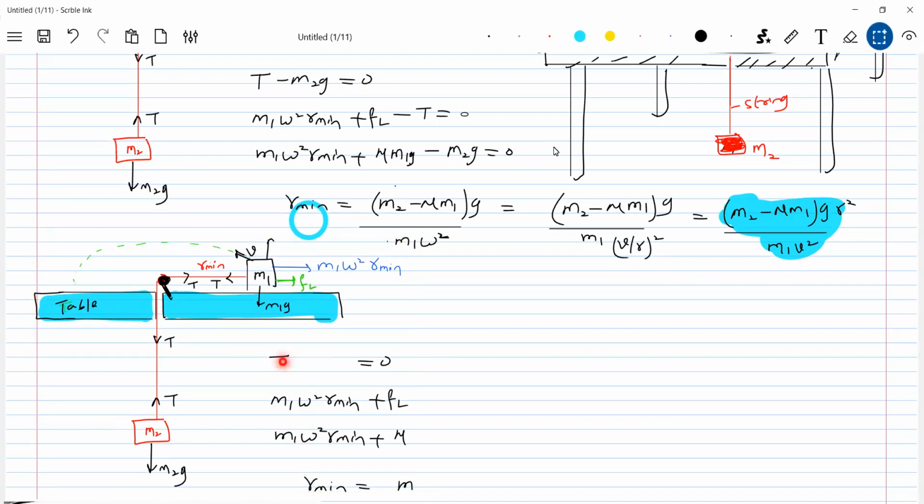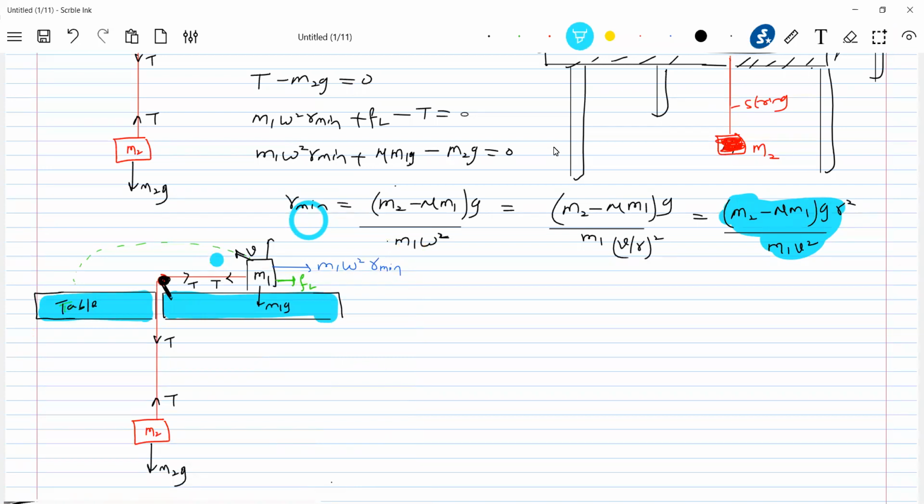Sir, what is R over there? The radius is there in the diagram, no? But the radius is varying, right, sir? Omega should also vary, right? No. Try to understand the question. You're not understanding. First, read the question once.